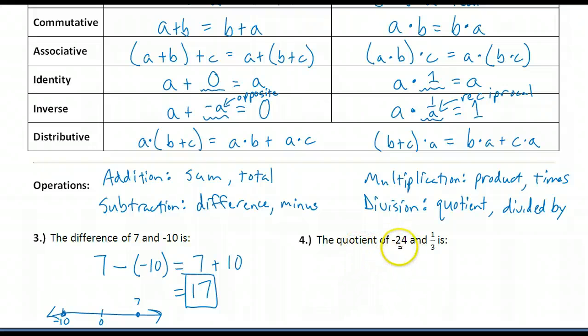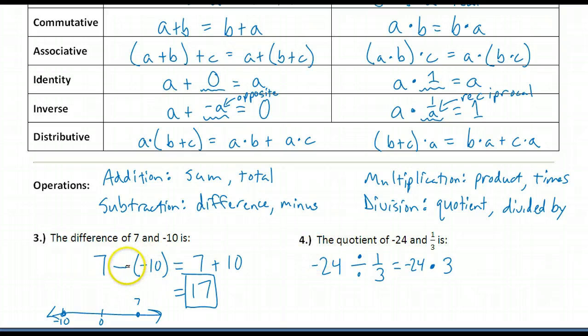If I want to find the quotient of negative 24 and 1/3, quotient tells me to use division. And I'm going to have negative 24 divided by 1/3. Well, how do I do division by a fraction? Well, dividing by 1/3 is the same as multiplying by the reciprocal. And the reciprocal of 1/3 is 3. And I'm going to take negative 24 and multiply by 3.